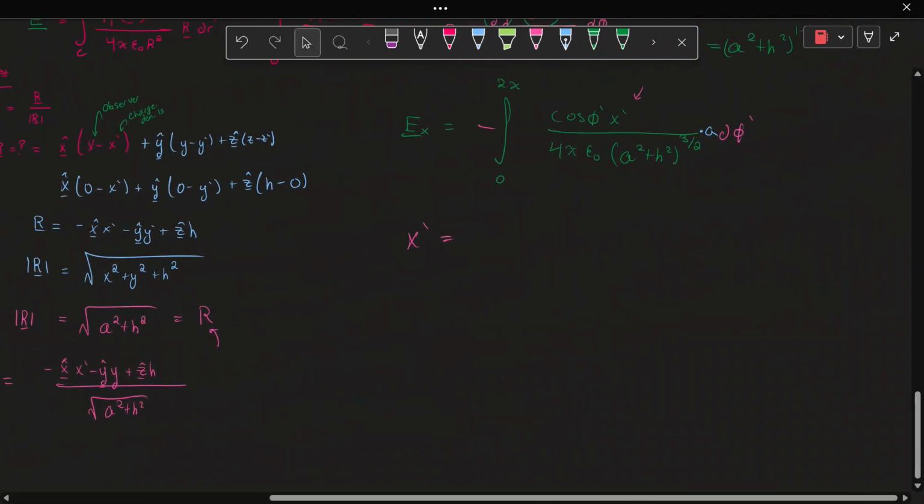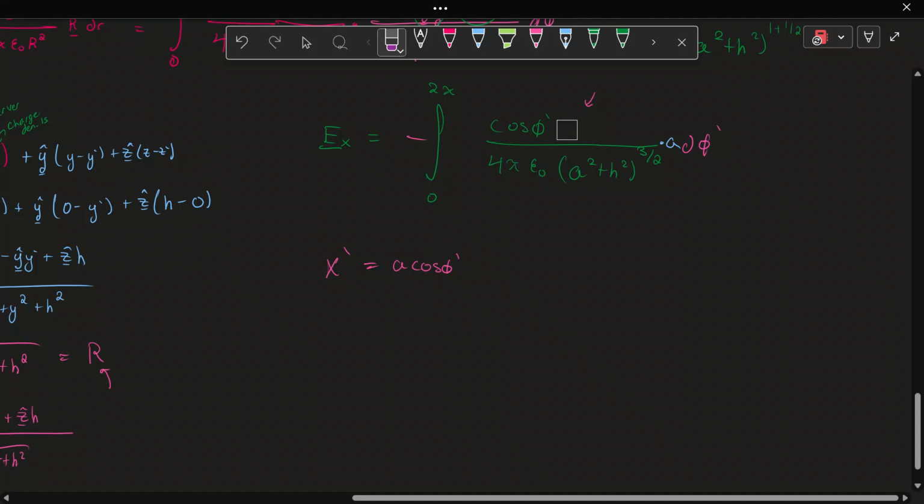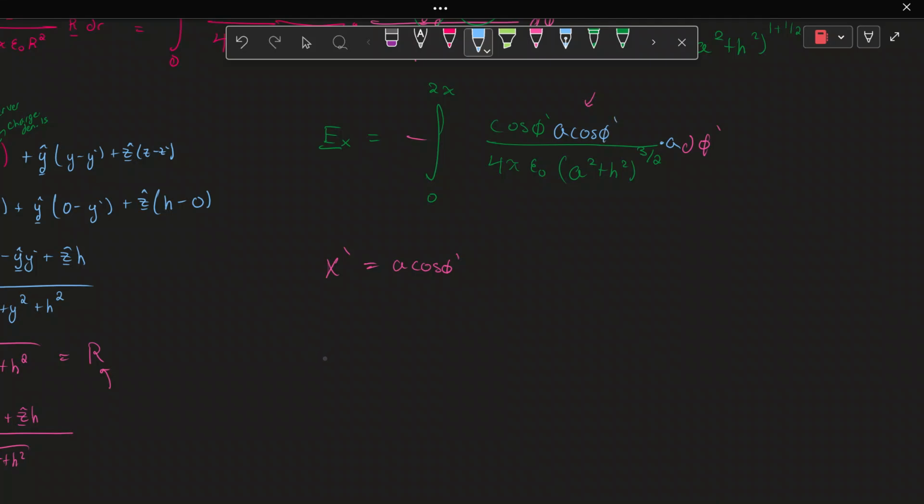Now what you do is you plug that in, a cosine phi prime, into this equation. And now what do we know? Well, we get negative, and I'm going to move everything that does not have phi prime to the front, outside of the integration. So what is that? Well, that's a squared divided by 4 pi epsilon naught times a squared plus h squared to the 3 halves, integration from 0 to 2 pi of a times a cosine phi prime times cosine phi prime, which is cosine squared phi prime, d phi prime.